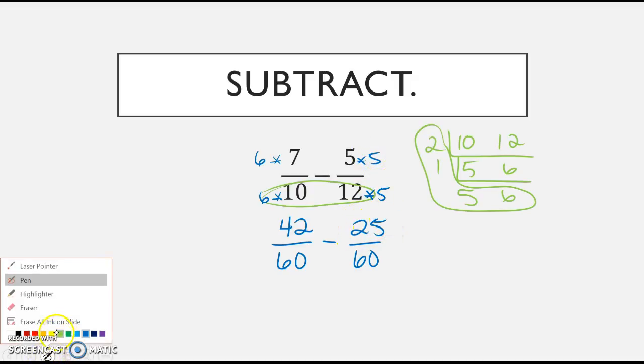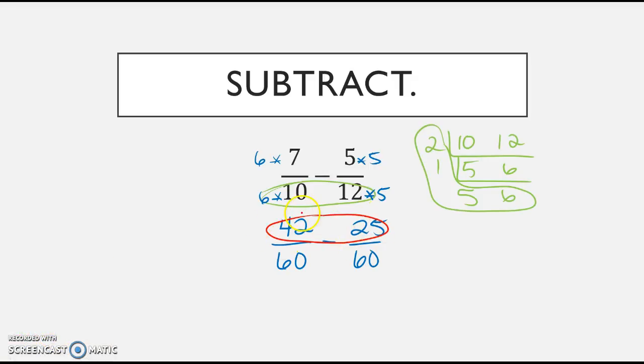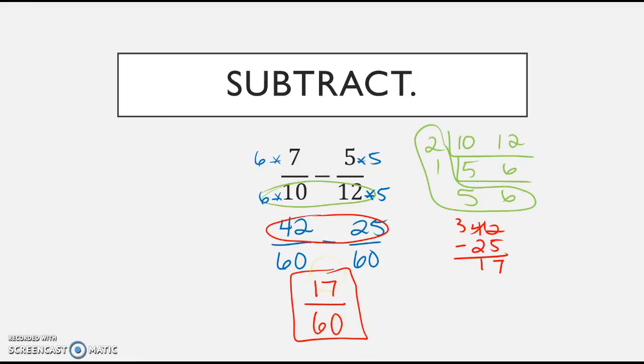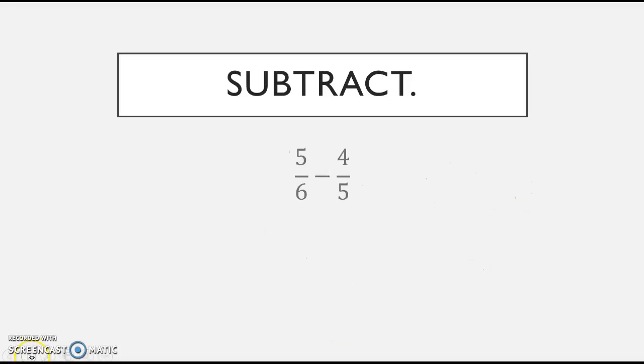Now we can focus on just our numerators, 42 minus 25. So we're going to take 42, subtract 25 from there, and get 17. So it would be 17/60. We have to make sure that we can't simplify, and 17 and 60 don't have any common factors besides 1. So we would be done there. 17/60. So it's basically the same idea as addition, except once we get our common denominator, we're then subtracting our numerators.